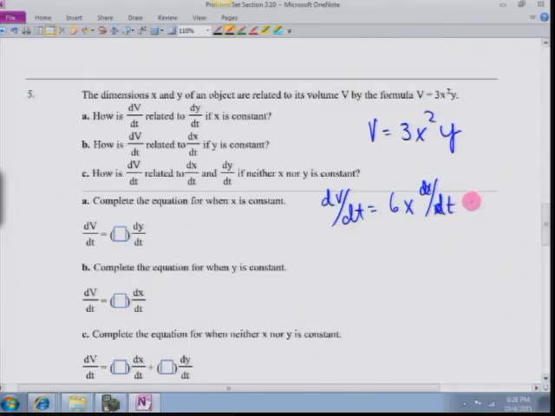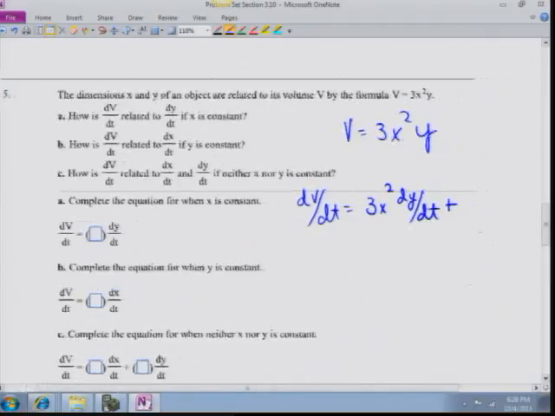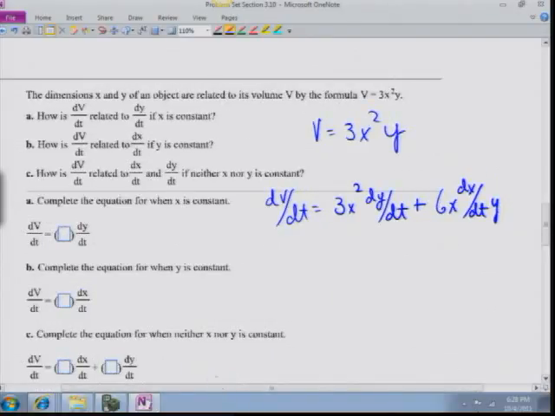Sorry, you're not quite right. Is this a product? Yeah. So, what do we have? We have 6x, well, we'll do it that way. 3x squared dy/dt plus 6xy dx/dt. Okay? So does everybody agree now that we've got that? All right. I was just tricky. You were chicken. Okay. All right.